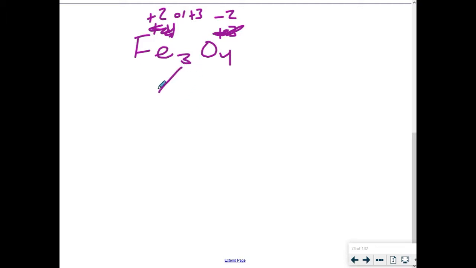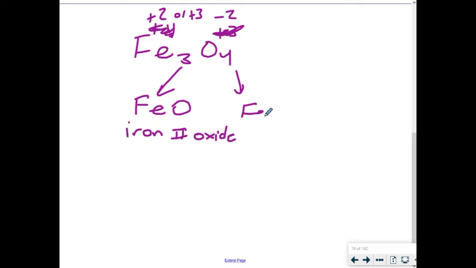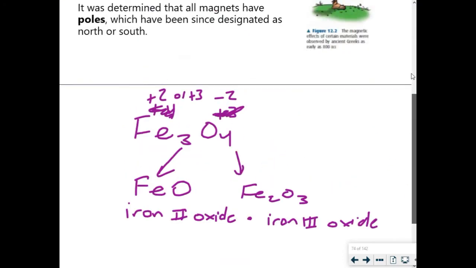This is why I want to mention it: Fe3O4 is actually a mix of FeO, which is called iron 2 oxide, and Fe2O3, which is called iron 3 oxide. Putting it together, you have 1 iron plus 2 more makes 3, and 1 oxygen plus 3 more makes 4. It's actually a hybrid. You get some iron 2 oxide and some iron 3 oxide in the same compound. Anyways, I thought that was an interesting side note for those of you who know some chemistry.